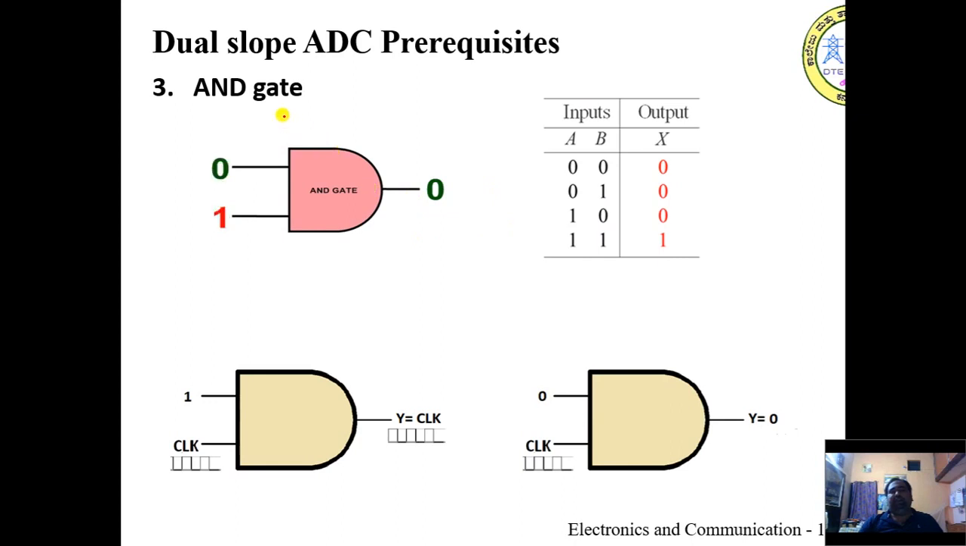So here, as you see, the AND gate operation basically does the multiplication of the inputs. From the truth table you can easily see A and B are the inputs and X is the output. X is nothing but the product of the inputs, that is A into B.